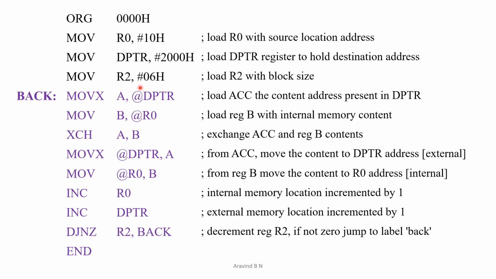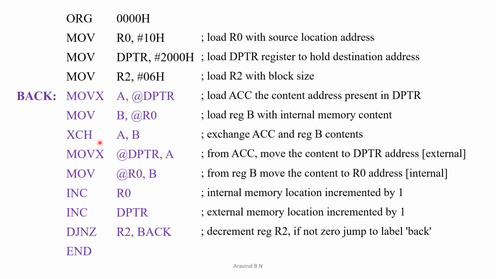Then MOV R2, #6H. The block size or the count value, or the number of values to be exchanged between source and destination, is stored in R2. Now MOVX A, @DPTR. From the external memory location pointed by the DPTR, the value will be moved to the accumulator. Then MOV B, @R0. The value pointed by R0, that is the internal memory location, will be stored to B. A and B are going to act as temporary memory locations.